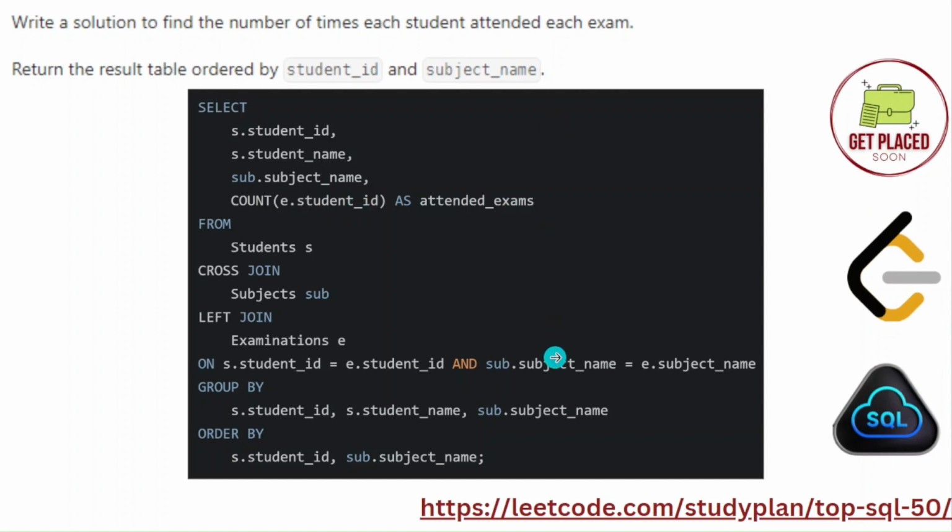I hope you understood every single thing. Till now we have used simple problems. In this problem we have used two joins, two clauses like group by and order by, and an aggregate function. All together we have used them in one query. I hope you understood this question.